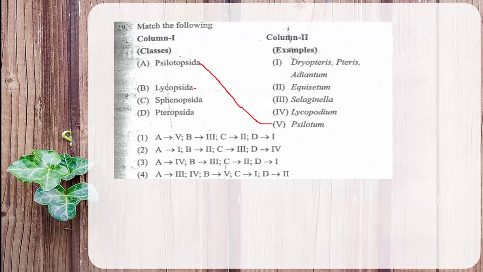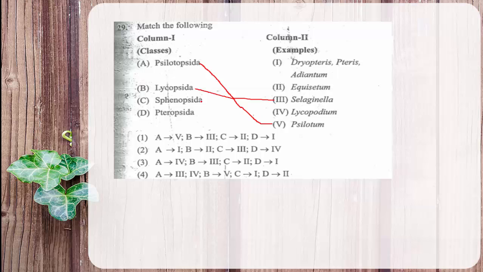Lycopsida, it is Selaginella. Even Lycopodium also belongs to the same group. Remember, for Lycopsida, both of them are examples, Selaginella as well as Lycopodium. Selaginella is heterophyllous and heterosporous. Lycopodium is homophyllous and homosporous.